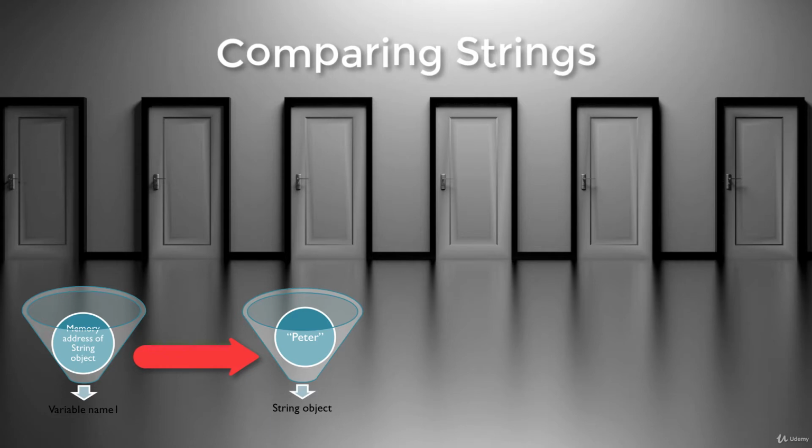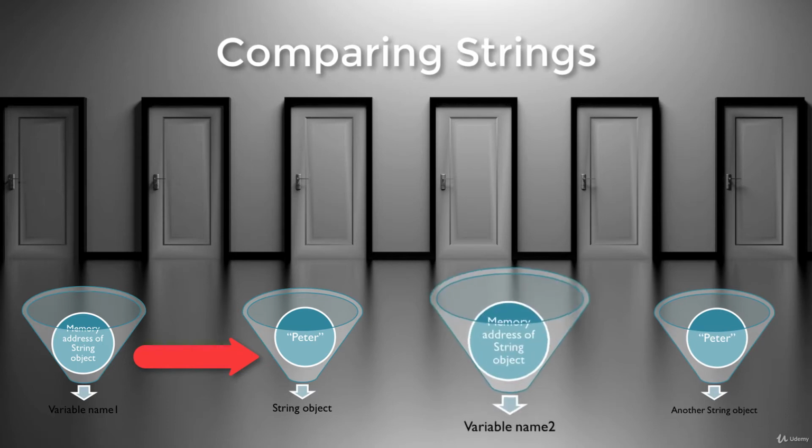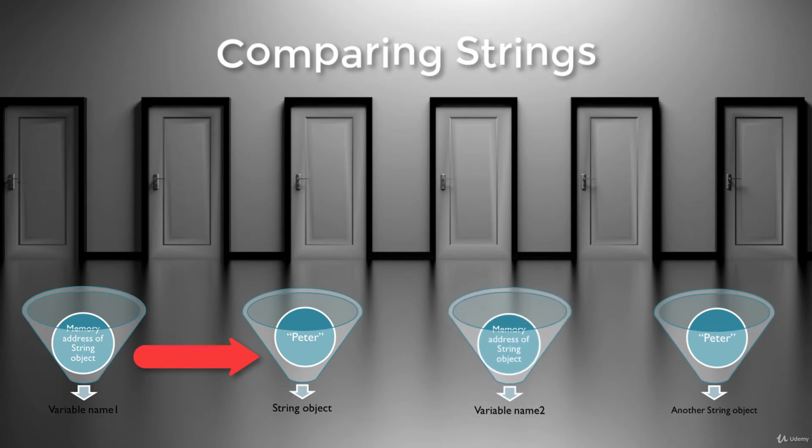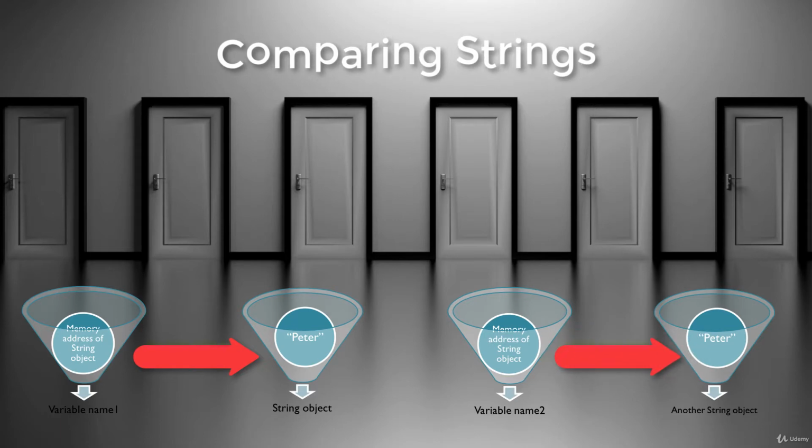This is where the catch comes in comparing strings. Let us look at another example. Firstly, the string object with the text Peter will be created in memory. Then the name2 variable will be created and can store only the memory location of an object of type string or text. In this case, it will store the memory location of the text Peter. Again, not the text itself.